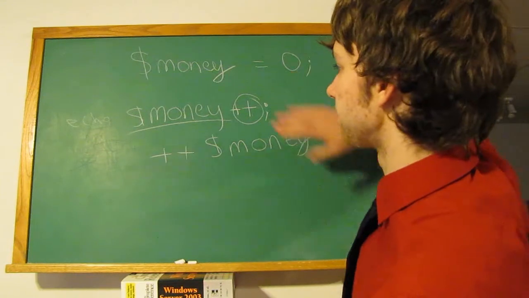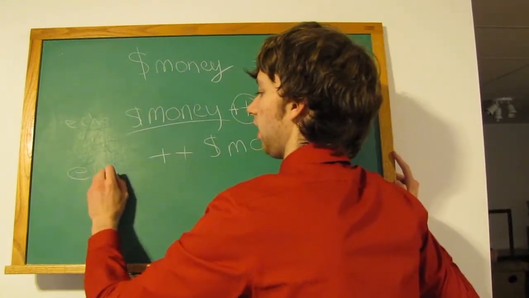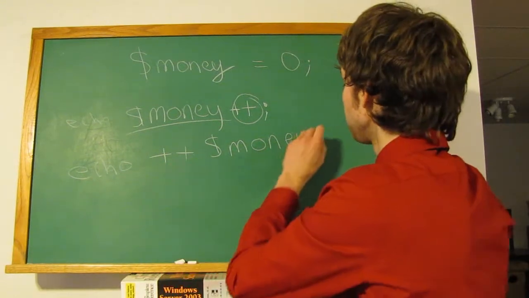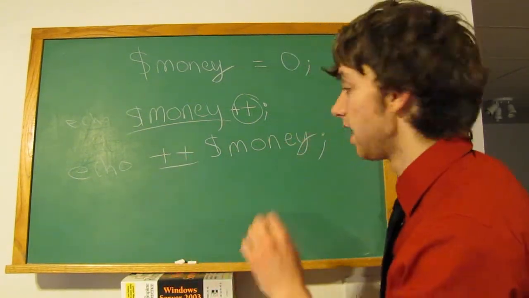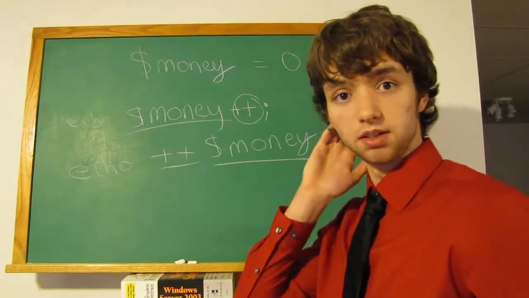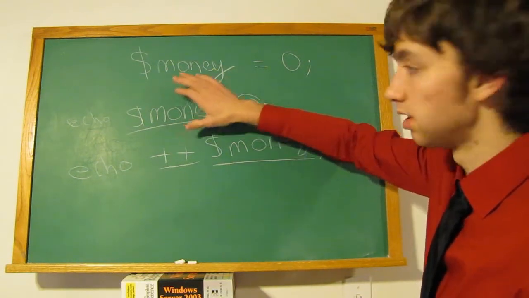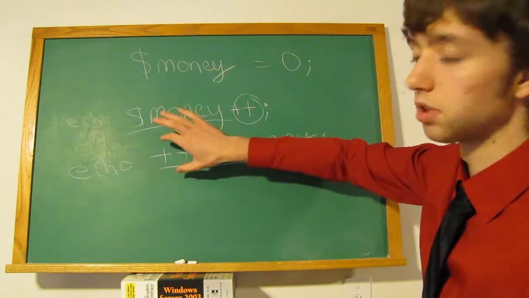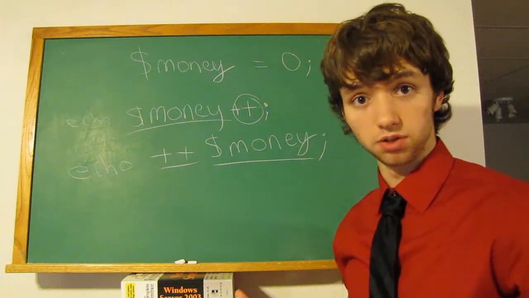But if instead of doing this one, we do this one, so we say echo plus plus money, well now it's going to increment it, and then it's going to echo it. Does that make sense? So this one is going to echo it first, and then increment it. This one's going to increment it, and then echo it. So what will the results of this be?